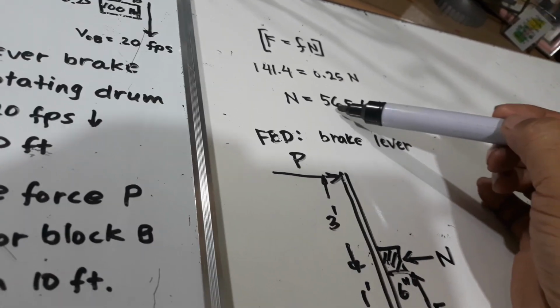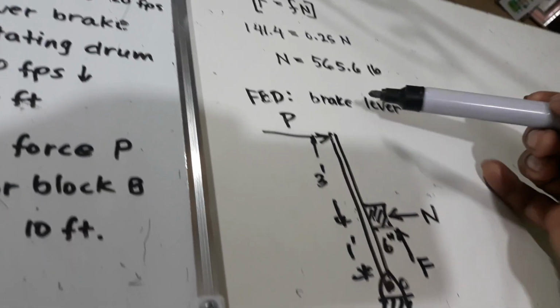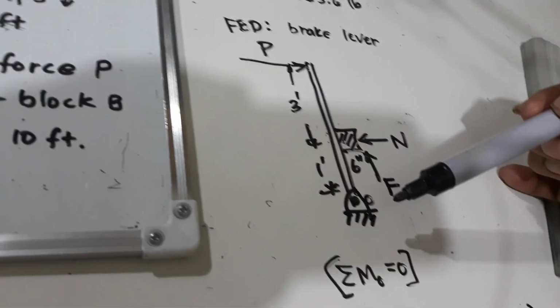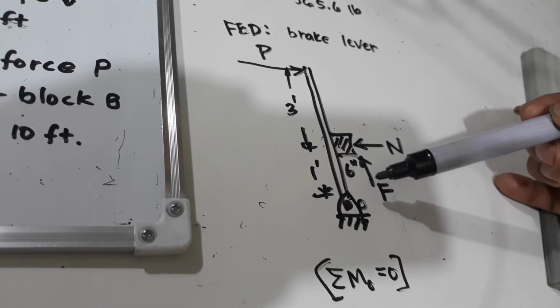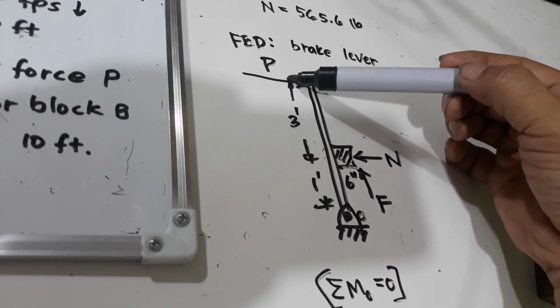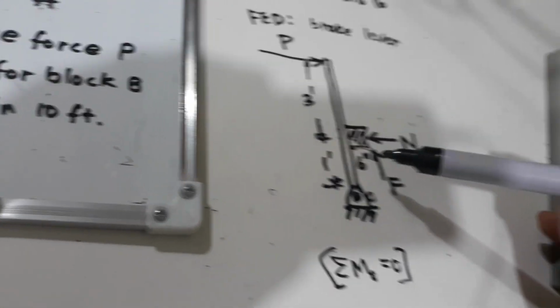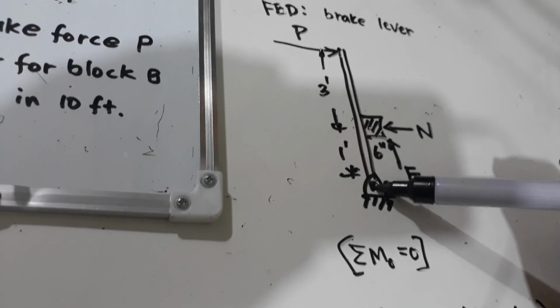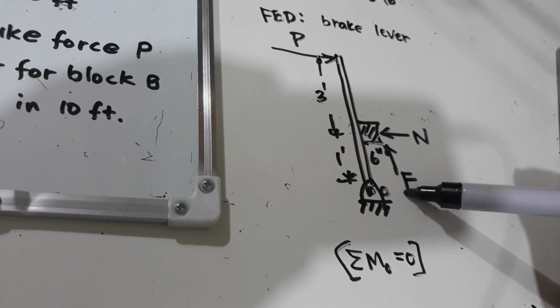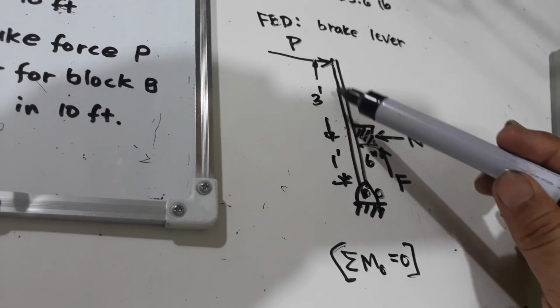Solving for N, we have this formula, so N is 565.6 pounds. For the brake lever, the FBD looks like this. The forces involved are N, F, and P. This one is now in statics, so we are going to apply the formula for statics. F is counterclockwise, N is counterclockwise about O, and P is clockwise.